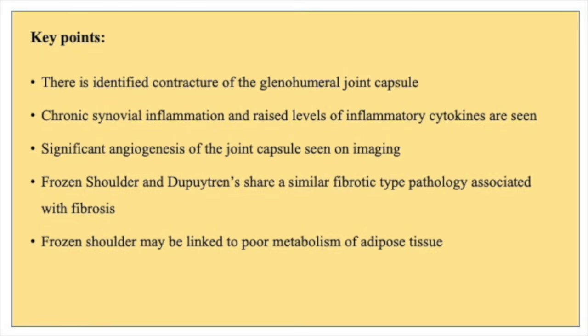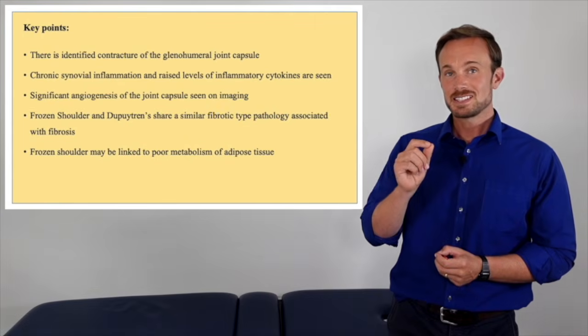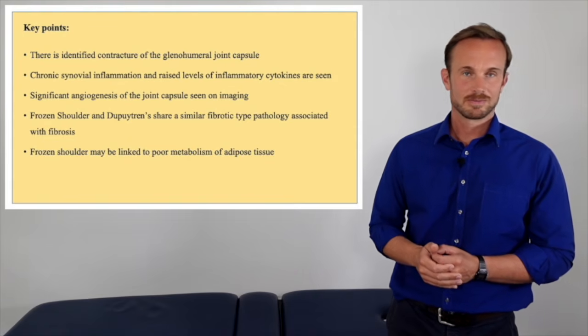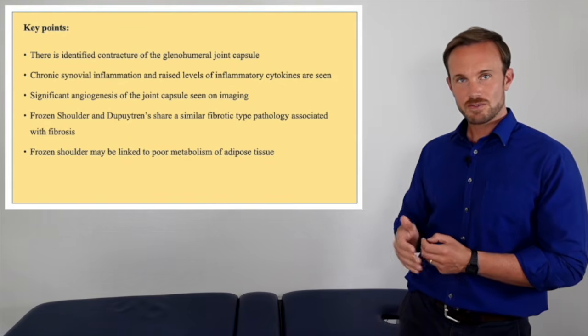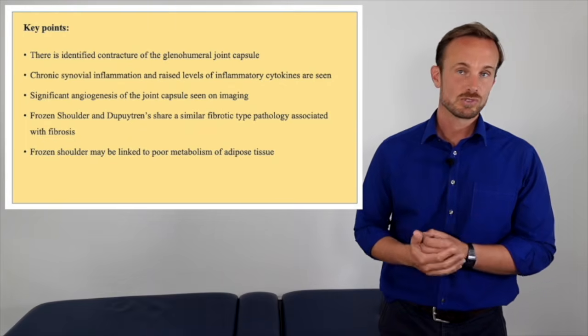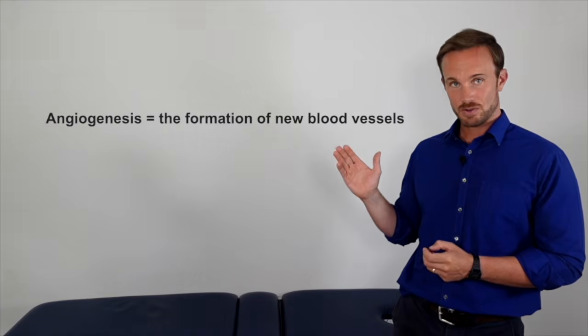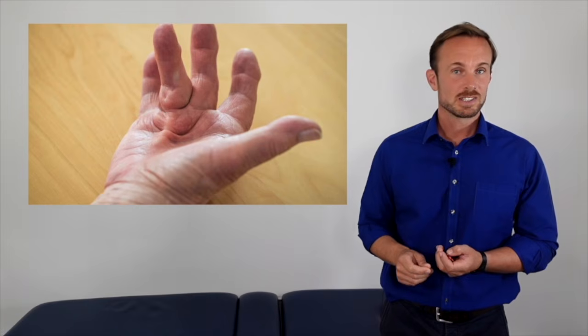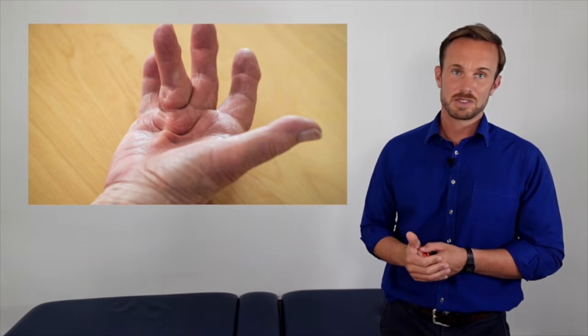Here's some key points from the study. There is identified contracture of the glenohumeral joint capsule. There's also identified chronic synovial inflammation and raised levels of inflammatory cytokines. There's also identified significant angiogenesis of the joint capsule, which is seen on imaging. Frozen shoulder and Dupuytren's share a similar fibrotic type pathology that's associated with fibrosis. And frozen shoulder may be linked to poor metabolism of adipose tissue.